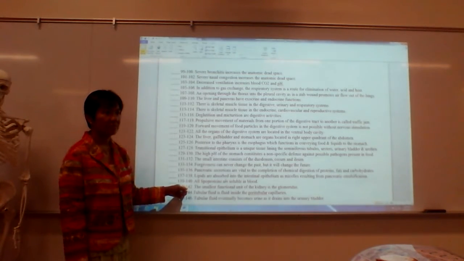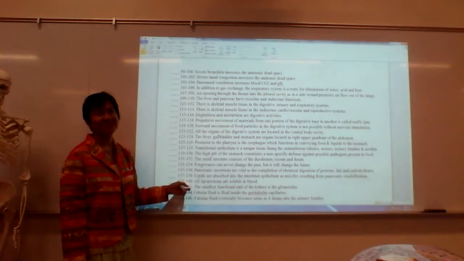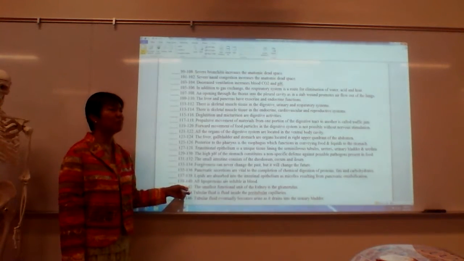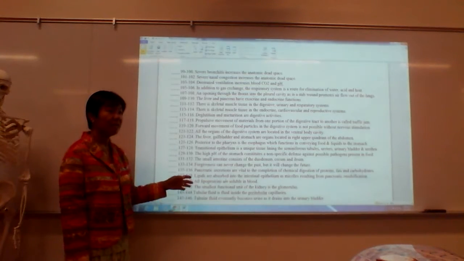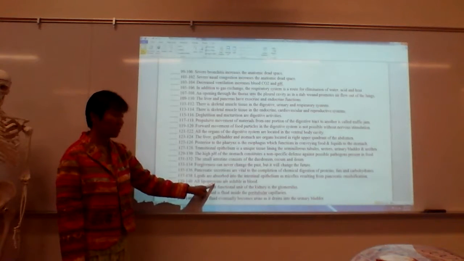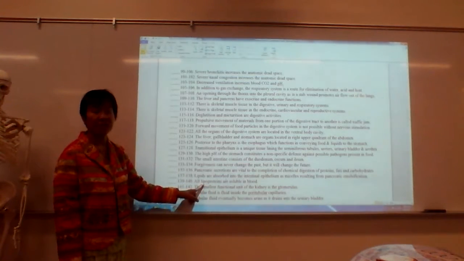All lipoproteins are soluble in fat. False. True. True. Don't be quick in answering. Take your time in answering it. Lipids, plain lipids, are insoluble. But here, lipoprotein, you combine it, that's soluble in blood already.